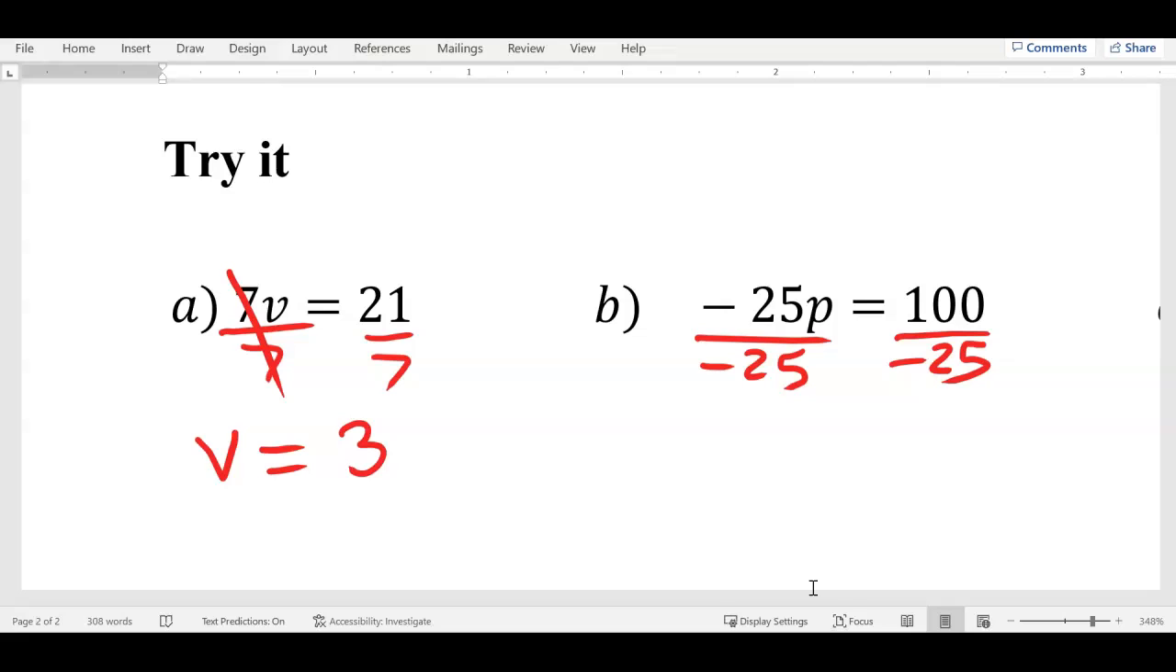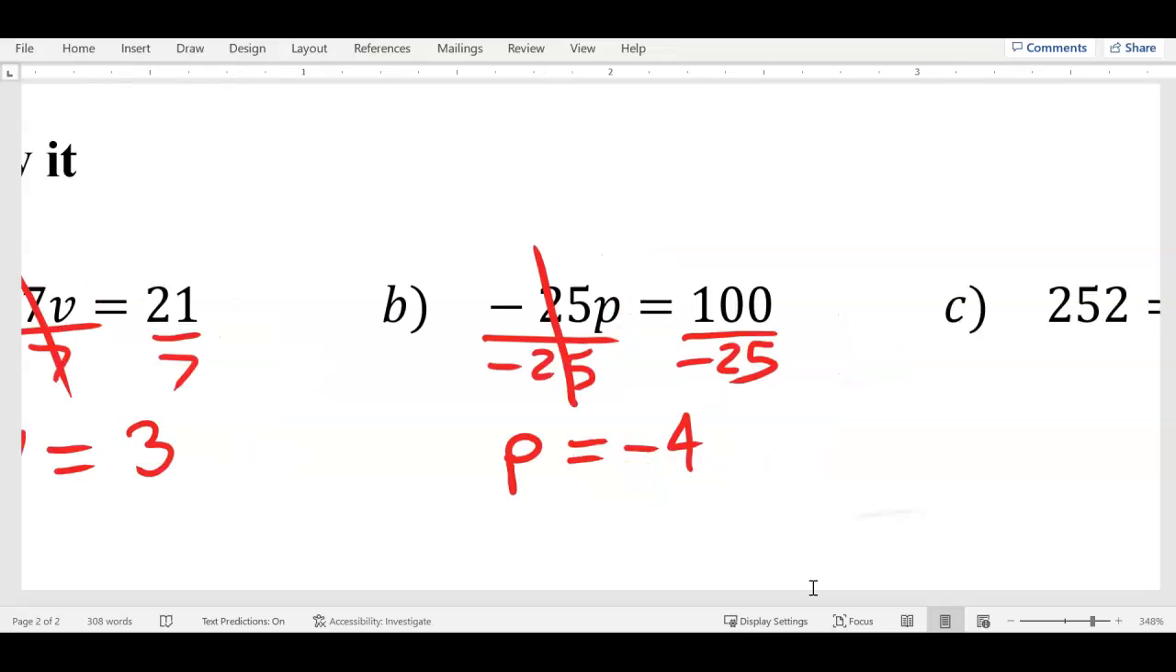So those negative 25s cancel out. P equals, and if you're not sure, calculate your bud. But what's 100 divided by negative 25? Negative 4? Is it negative? Is it positive? Negative 4, because when you have one negative, it stays there, it's negative. Cool, when you're dividing.